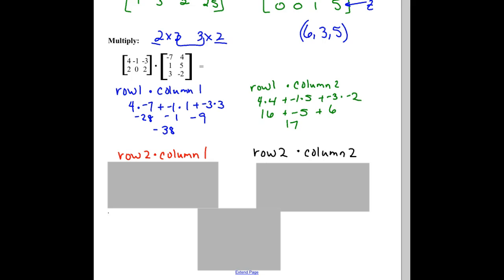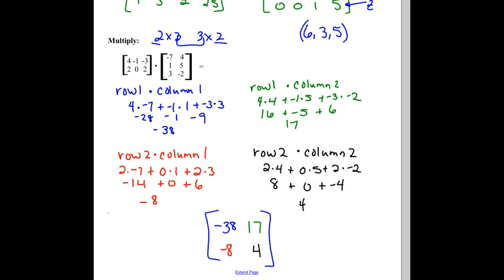Then I do the same thing, but I use row 2. So bottom row times first column. We've got negative 14, 0, and 6, which gives us negative 14 plus 0 plus 6, 8. And then last one, we get 8 plus 0 plus negative 4. Questions on that at all?